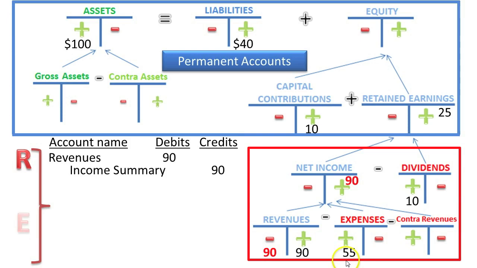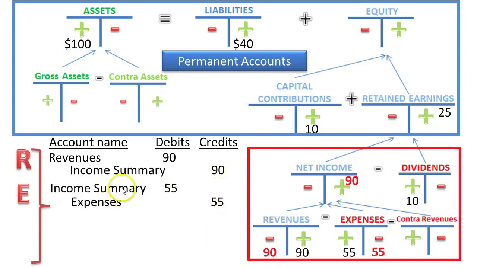Let's see if you can think what you'd do to close the expenses account. It currently has a debit of $55. How would we close this debit? The only way, since debits increase expenses and credits decrease expenses, we would have to credit it $55. Posting that to the ledger account, expenses are now 0. But to balance this journal entry out, we need to debit income summary. By posting that to the income summary account, you can now see that revenues have been credited to income and expenses have been debited to income.